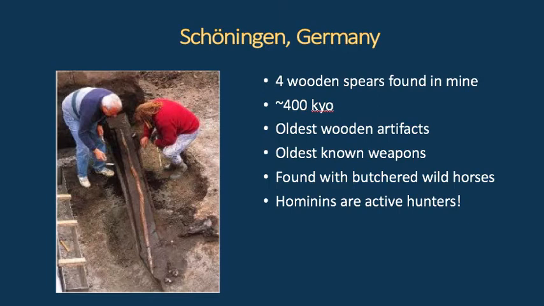This site, Schöningen in Germany, is a site where the first wooden spears were found, the earliest wooden spears dating to about 400,000 years ago. This is an important site because it's the site where the oldest wooden artifacts have been found, and they're also the oldest known weapons. So these are tools that were definitely being used as weapons for hunting. As it says here on the slide, they were found with butchered wild horses. So it shows that hominins were definitely active hunters, which we kind of already knew. We knew that they were actively hunting with Homo erectus as well.